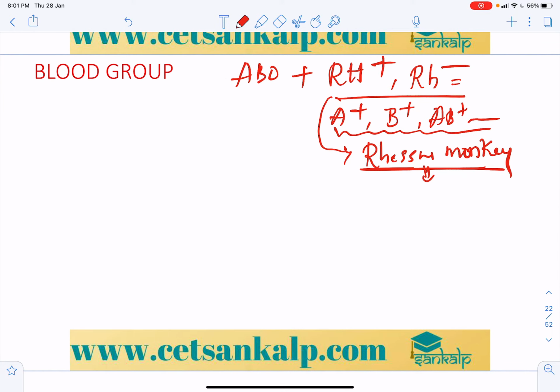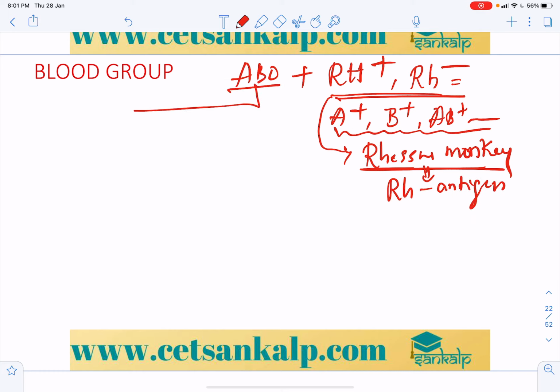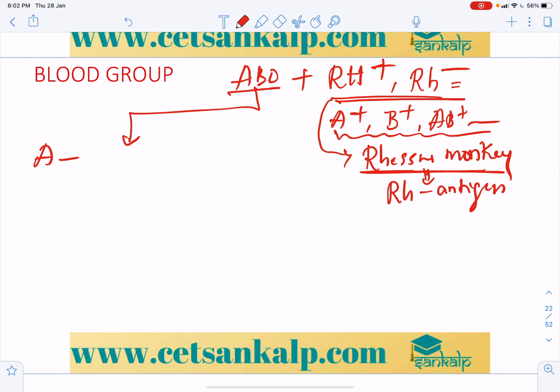First absorb this RH antigen, absorbed in rhesus monkey. Even in this ABO system, we have the antigen. So just to understand that A blood group will be with A antigen and B antibody, and same like that B blood group with B antigen and then A antibody.